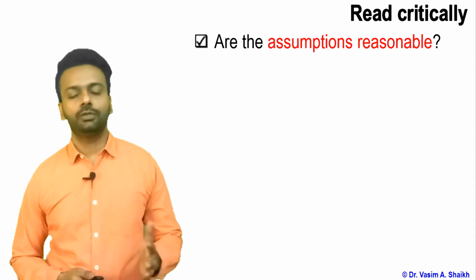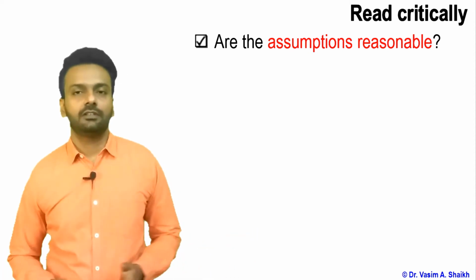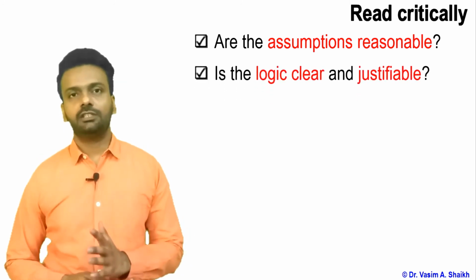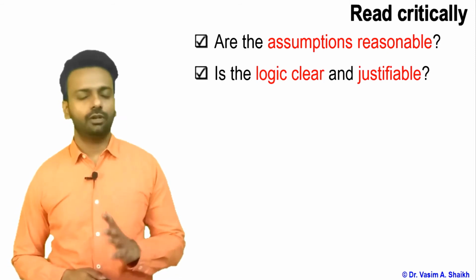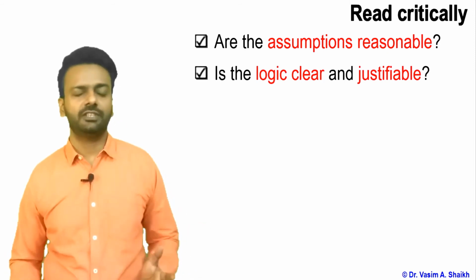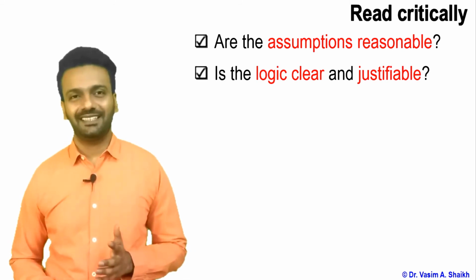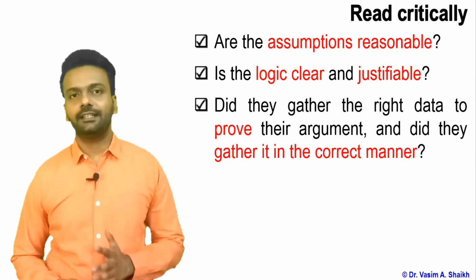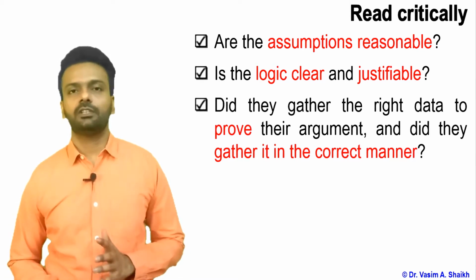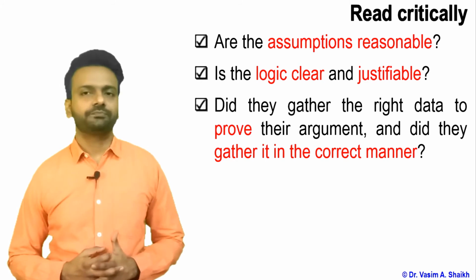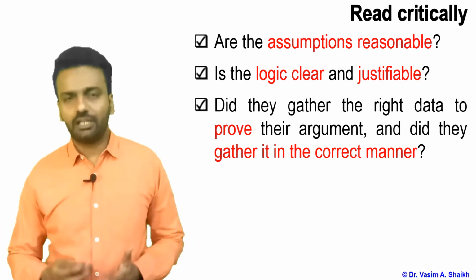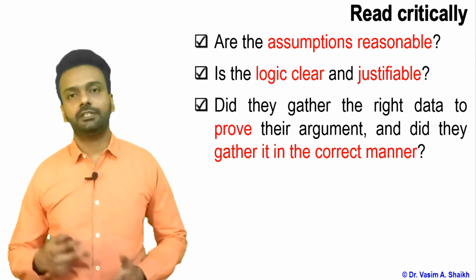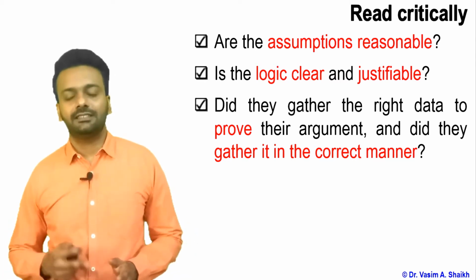Then the next thing is: are there any assumptions, and are these assumptions reasonable? Whether they are doing it reasonably or just putting in the assumption just like that. You need to think about whether the logic they are proposing is clear and justifiable. This is how you read the paper critically. Did they gather the right data to prove their argument, and did they gather it in a correct manner?